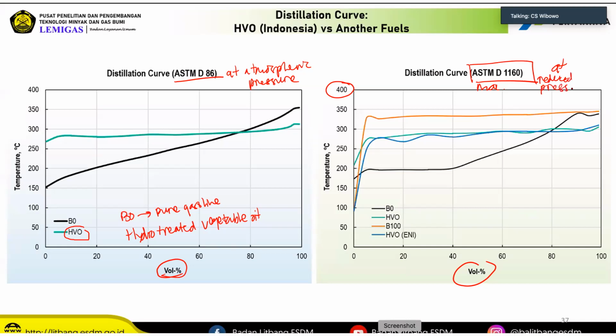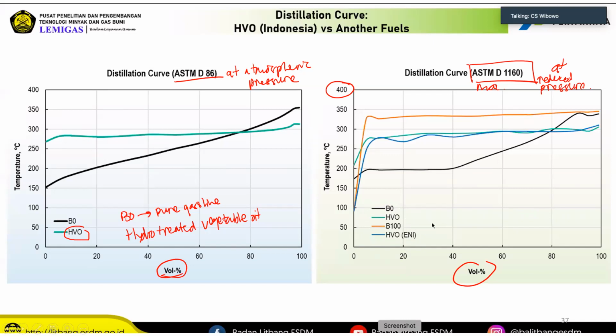So I think there are standardizations for this. If you compare, for example, the types of fuels, we have B0, which again is pure gasoline. HVO is the hydrotreated vegetable oil. B100 is the pure fuel from the natural resources. I think this is the HVO from ENI. I think this is maybe from the institutions.